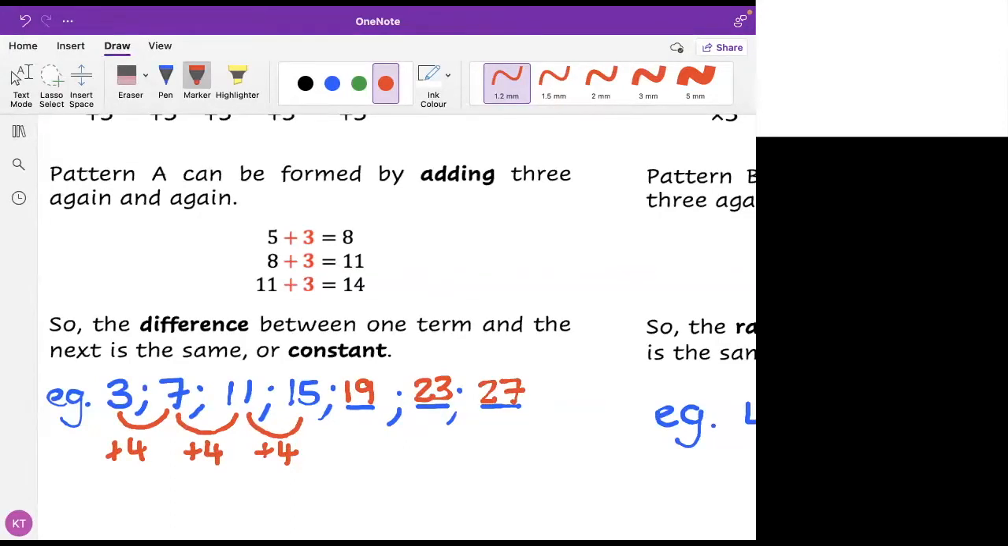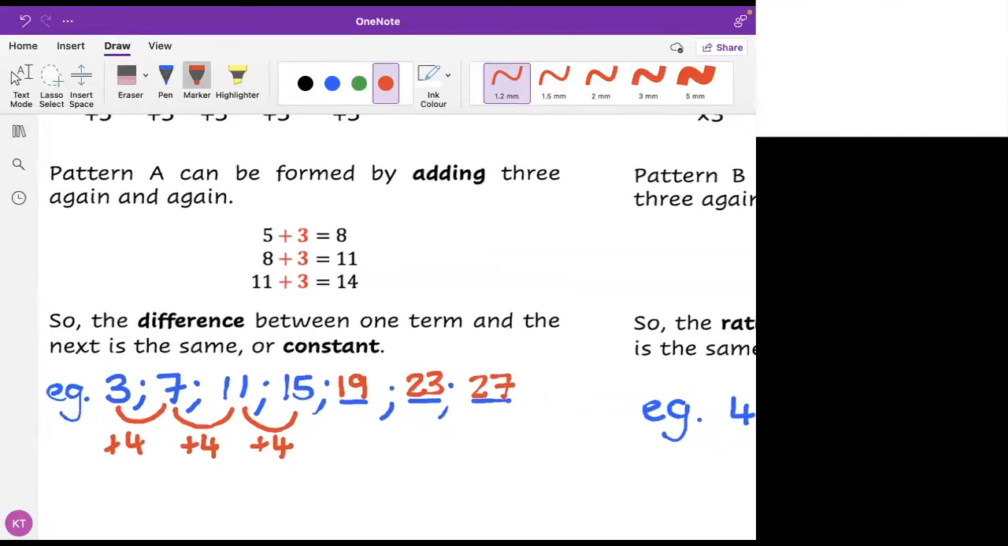What I will do when I'm finished filling in this whole note is I'll make it a little bit smaller so you can take a screenshot of the whole screen for yourselves. Let's go over to the other side and look at the other kind of number patterns that we get.